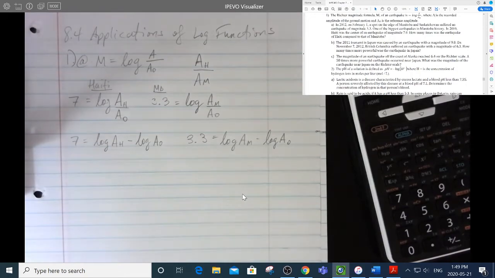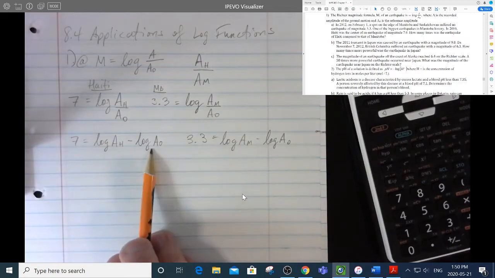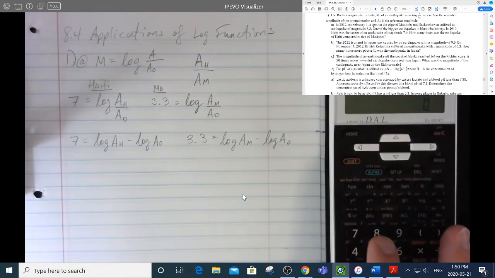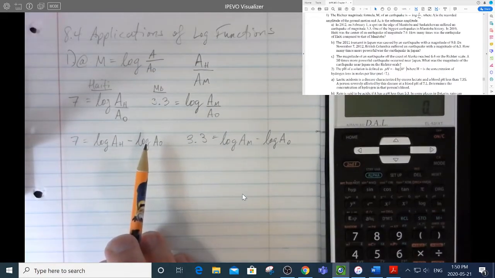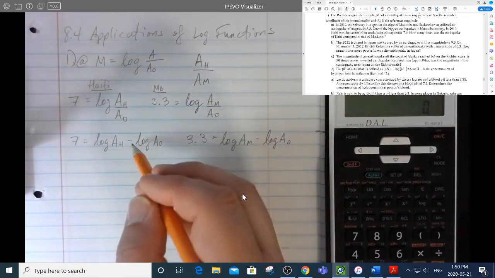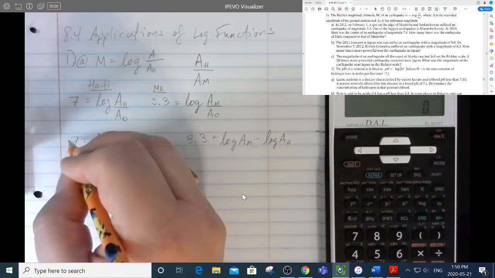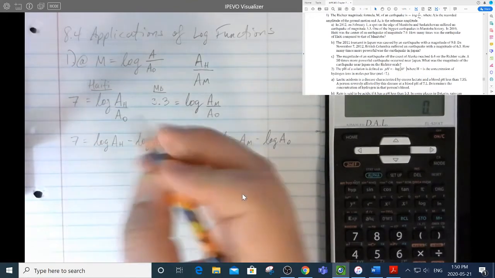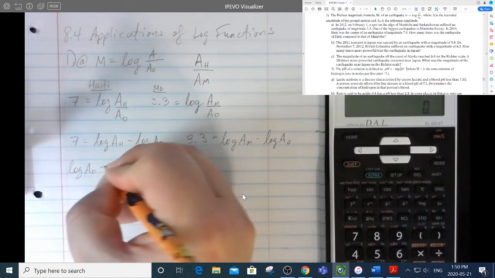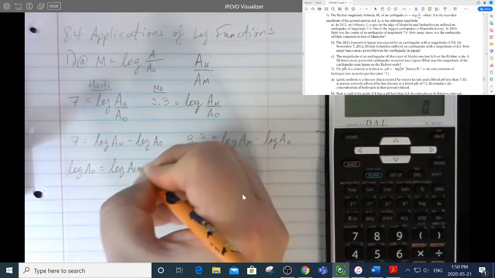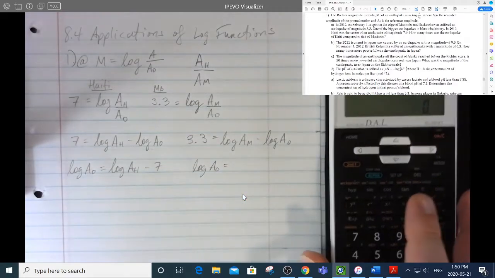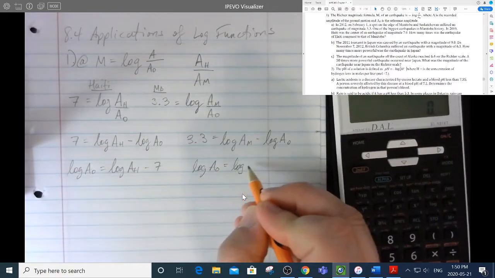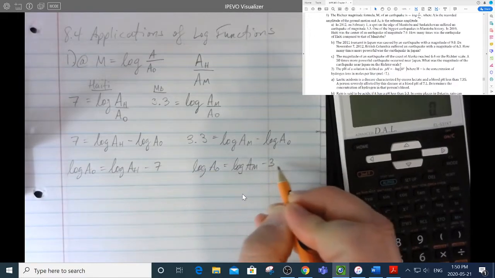Okay. Now, it doesn't tell me what this baseline amplitude is, but what I know is that it's the same in both equations. So I can actually say that if this number and this number are the same, why don't I rearrange the equation? So I'm going to move this to the left side by addition and then move the 7 to the other side. So the log of A naught is equal to the log of AH minus 7. And the log of A naught in this equation is equal to the log of the AM minus 3.3.